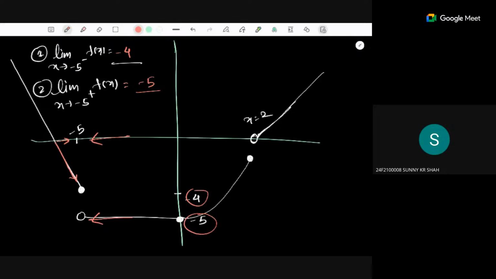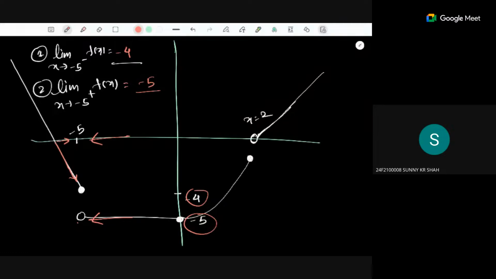The expression of this function I actually don't know. I just drew something, but even without the expression, just by looking at the graph we can compute these. The expression will be some straight line here, some straight line here, then some parabola here, and then again some straight line here. So you will have four pieces of this function.